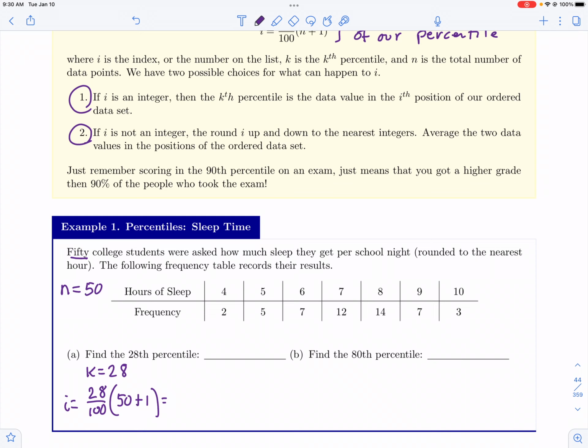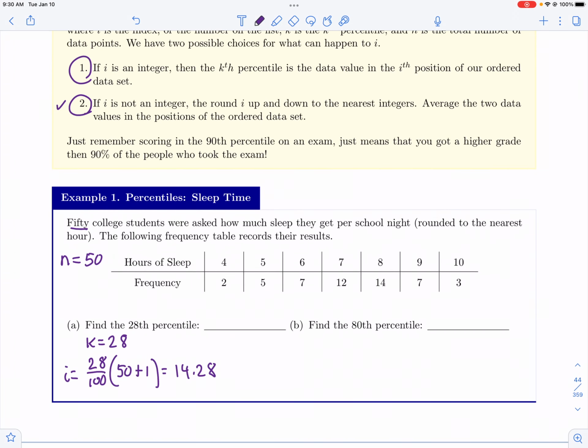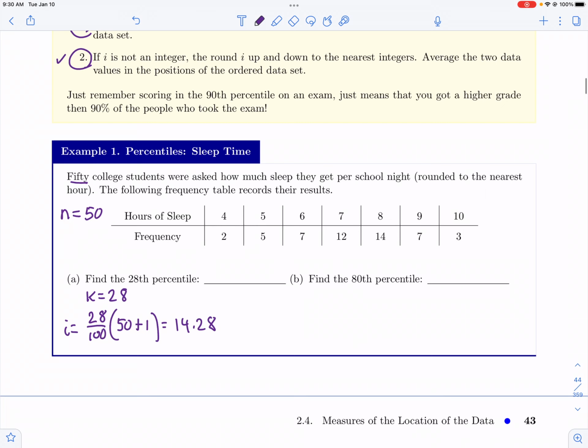If I throw this in the calculator real quick, it looks like I get 14.28. Since our index number is not a whole number, this means we're in case 2. So we need to take that 14.28, round it down, and round it up. We want to figure out what number lives in the 14th position and what number lives in the 15th position, and then average those two together to get our percentile.